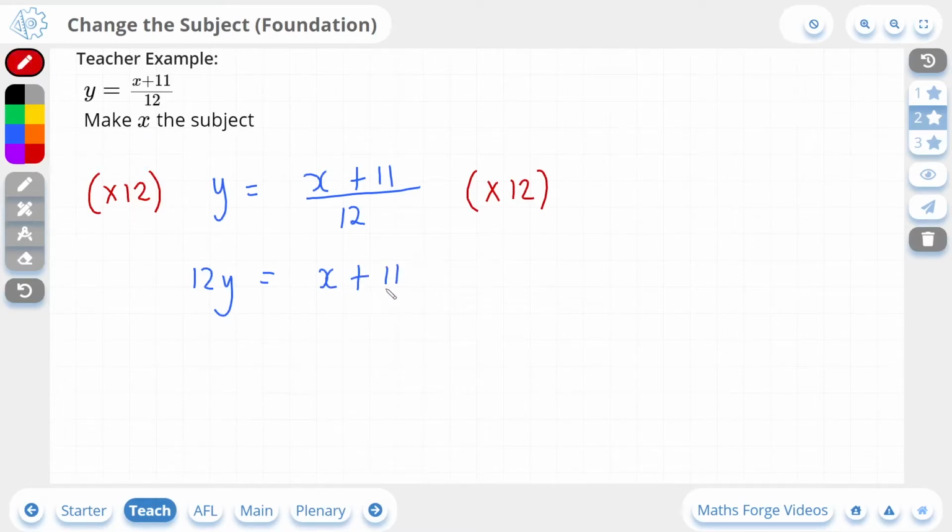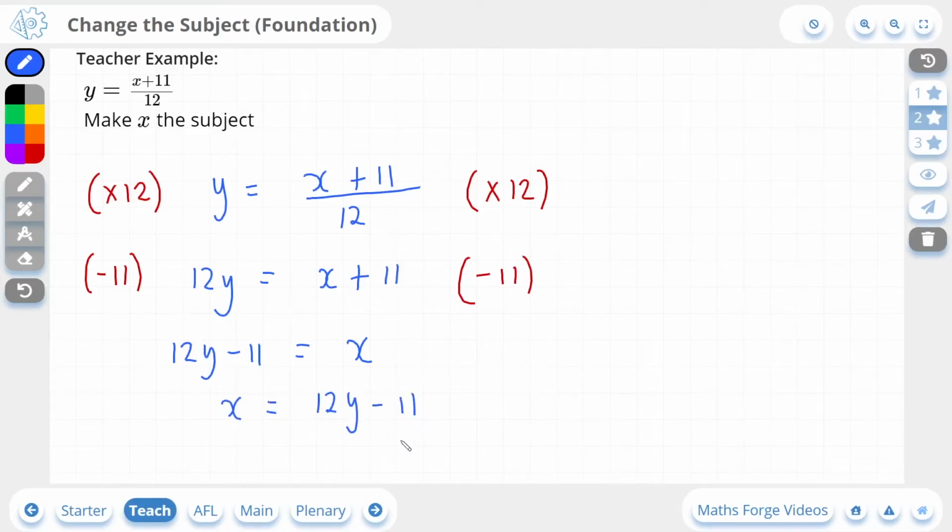And now just to get x on its own, I'm going to subtract 11 from both sides, since there's a plus 11 attached to it. I have to do this to the left-hand side as well. And now this is going to leave us with 12y minus 11, which is equal to x. And I'm going to write x on the left-hand side just to make it look neater. x is equal to 12y minus 11. And if we check our answer, there it is.